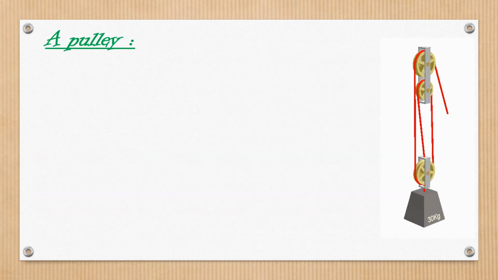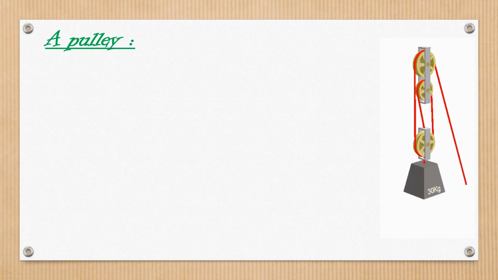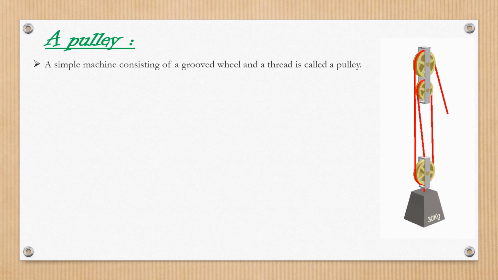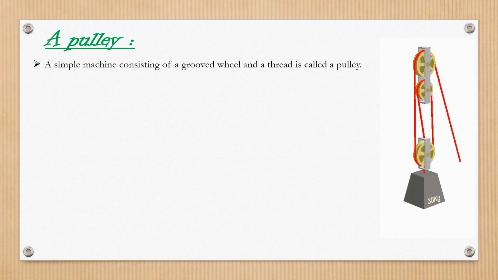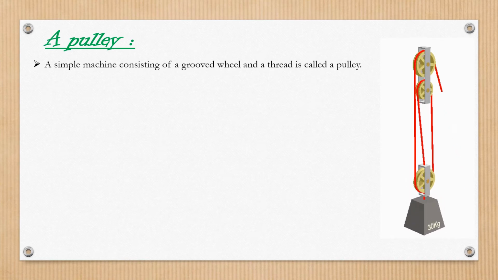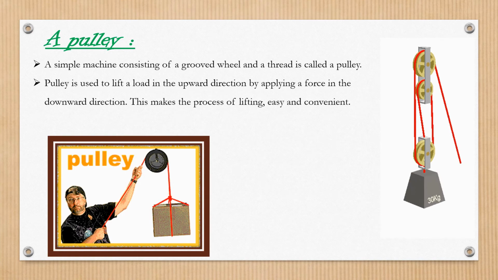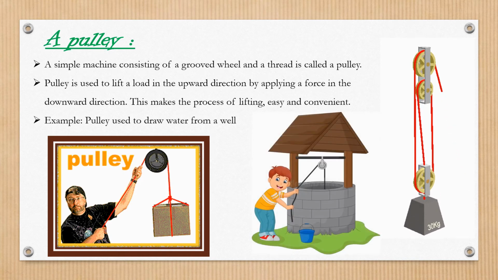Now the next simple machine is a pulley. A simple machine consisting of a grooved wheel and a thread is called a pulley. Now, pulley is used to lift a load in the upward direction by applying a force in the downward direction. This makes the process of lifting easy and convenient. For example, pulley used to draw water from a well.